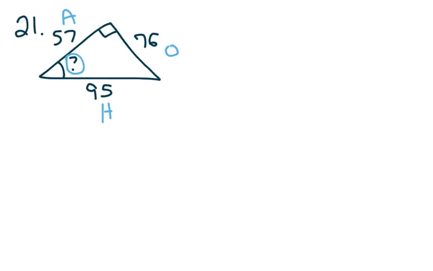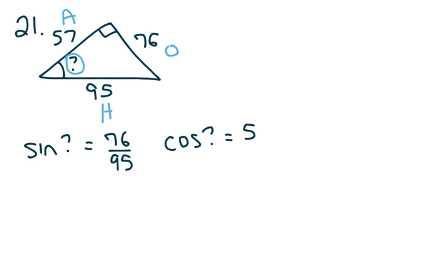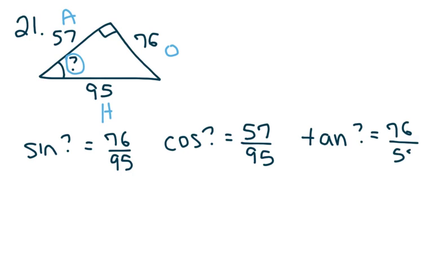So your three different equations that you could have chosen, remember you only have to choose one, are going to be sine, which would be set up as 76 over 95, cosine, which would be 57 over 95, or tangent, which would be 76 over 57.